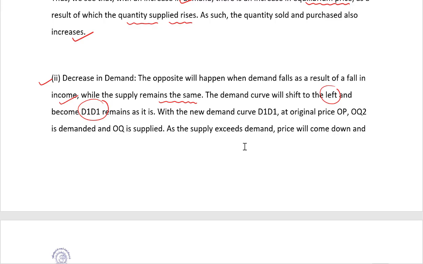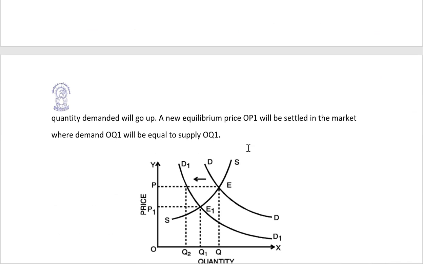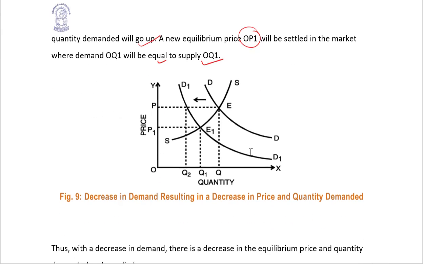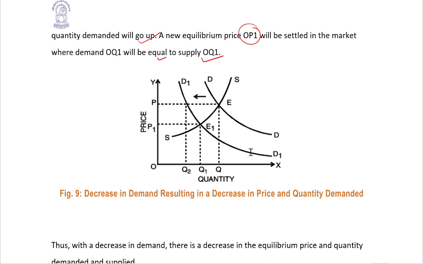With the new demand curve D1, the original price is OP, OQ2 is the quantity demanded and OQ is the quantity supplied. As supply exceeds demand, the price needs to come down and the quantity demanded will go up. The new equilibrium price, that is OP1, will be settled in the market where the quantity demanded is equal to the quantity supplied, that is OQ1. I believe you understood this.